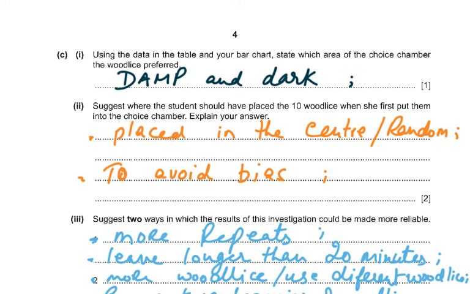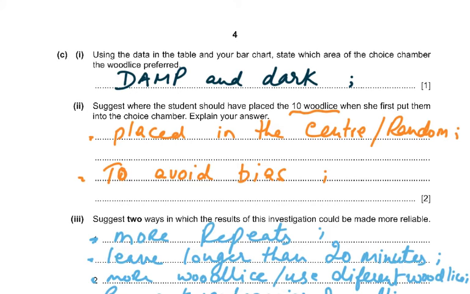Then coming on to part C1, using the data in the table and your bar chart, state which area of the choice chamber the woodlice preferred. Naturally, you can see where there were more, so that would be damp and dark. Now that wasn't something very difficult, but naturally they would prefer that area where they were more in numbers. Suggest where the student could have placed the 10 woodlice when she first put them into the choice chamber. Explain your answer.